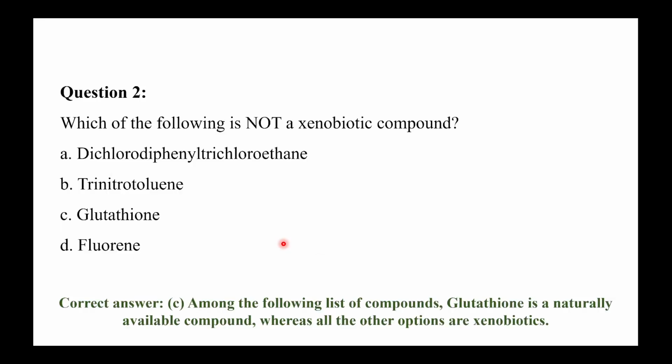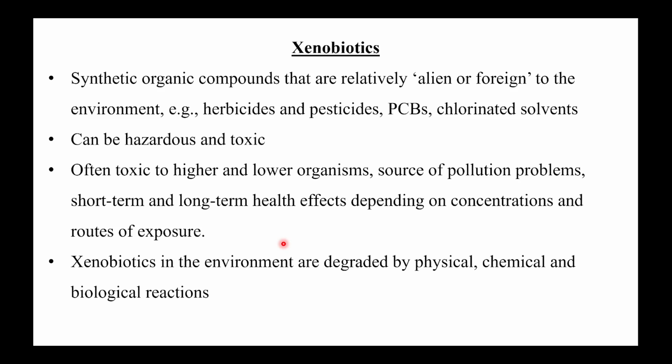Okay, so I'll tell you the answer. The correct answer is option C, glutathione. Glutathione is a naturally available compound. All other compounds are xenobiotics. A xenobiotic is a synthetic organic compound that is relatively alien or foreign to the environment. Common examples are herbicides and pesticides. These compounds can be hazardous and toxic, often toxic to higher and lower organisms, a source of pollution problems, and cause short-term and long-term health effects, depending on the concentrations and routes of exposure.